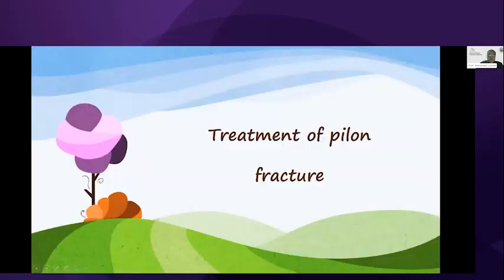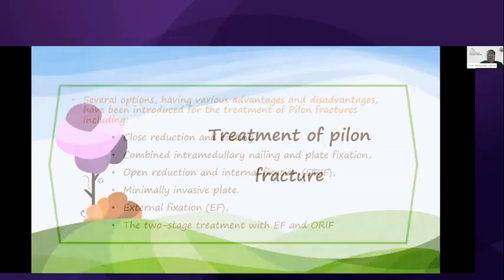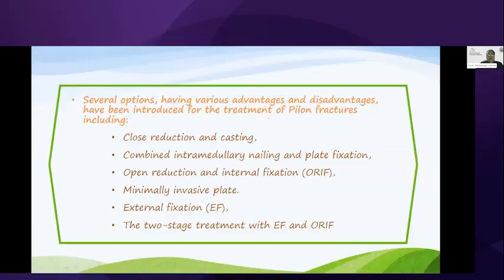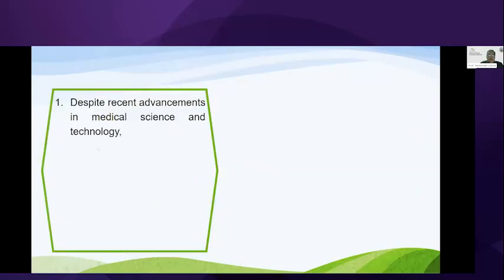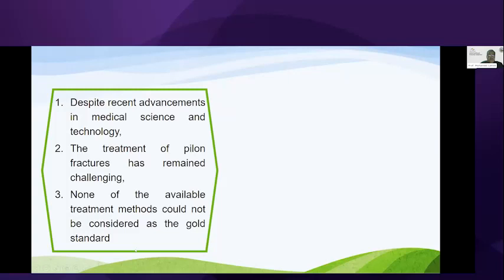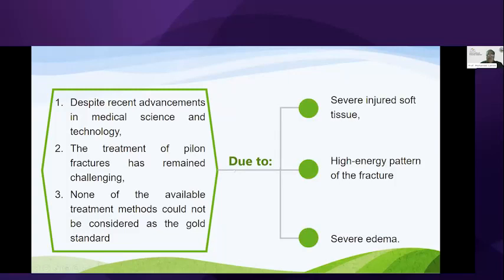We now talk about the treatment of pelvic fractures. Several options having various advantages and disadvantages have been introduced for the treatment of pelvic fracture: either closed reduction and casting, combined intramedullary nailing, complete fixation, open reduction and internal fixation, minimally invasive plate, external fixation, or 2-stage treatment. Despite recent advances in medical science and technology, the treatment of pelvic fracture has remained challenging. None of the available treatment methods could be considered as the gold standard for treatment of pelvic fracture.